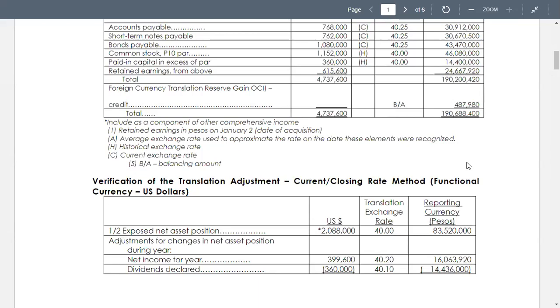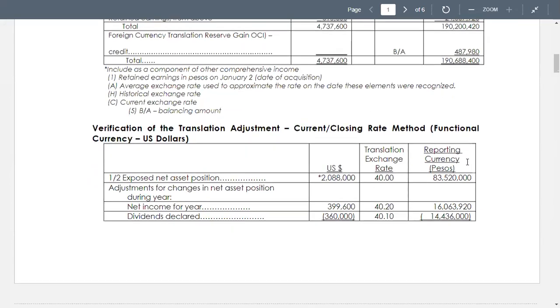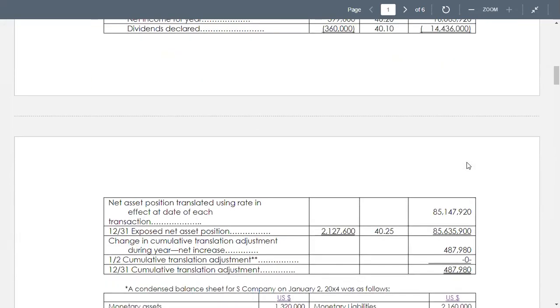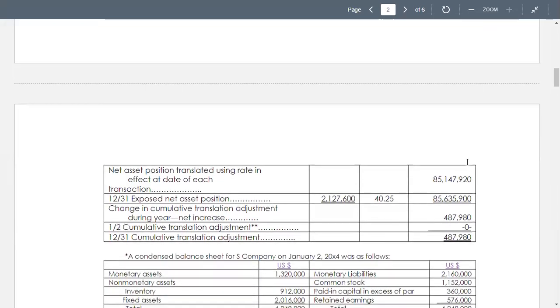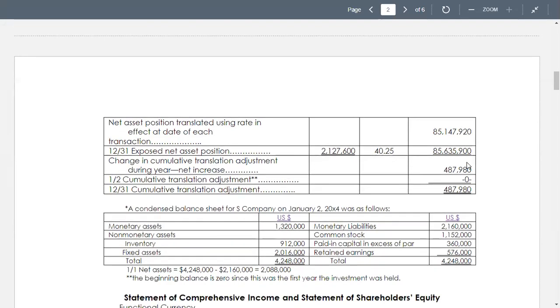We have the translation exchange rate of 40. We have the reporting currency in pesos. Then we are given the net income for the year, and we have your dividends declared. Now, all of these are already included in our computations above. Then we have your net assets using the translated amounts. You have your net asset position for the end of the year, and we are adding your cumulative translation adjustment.